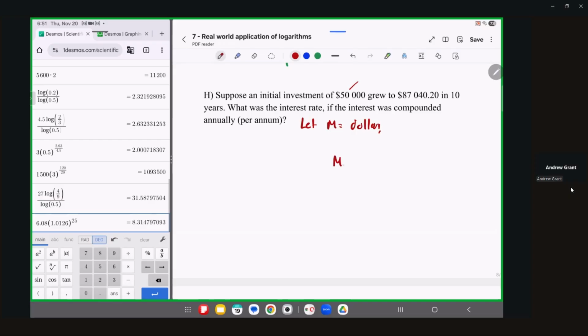And so we're going to have M is equal to M naught times B to the power of T over D. That still doesn't change. So B, T, and D. So how much money do we end up with? 87,000. How much do we start with? Well, we start with 50,000. What's the interest rate? Well, we know for interest rate that it's going to be 1 plus some percent. So here, let's let the percent be I for interest.